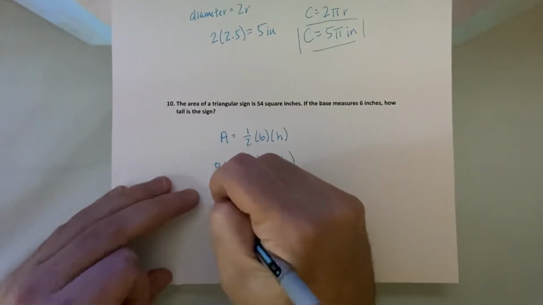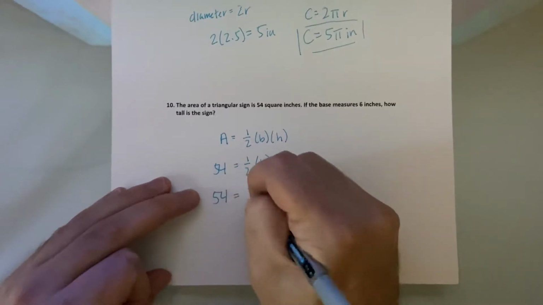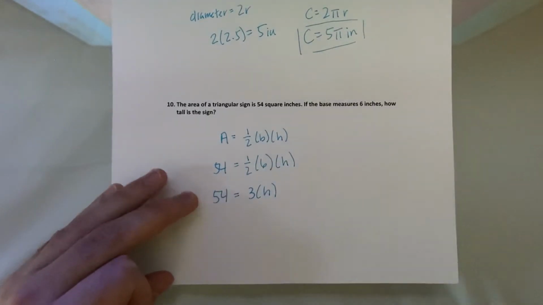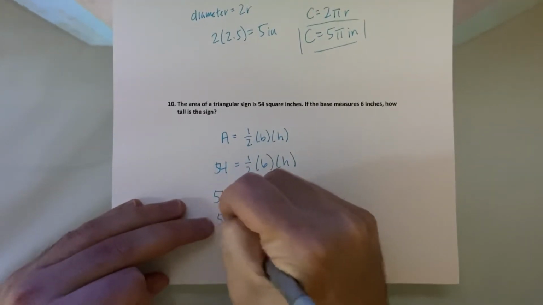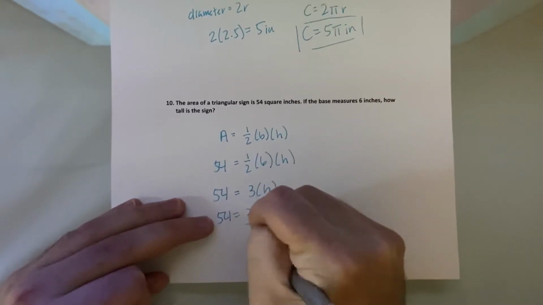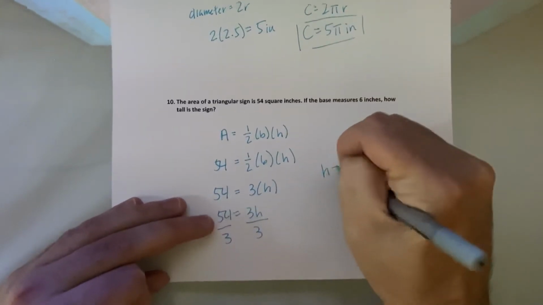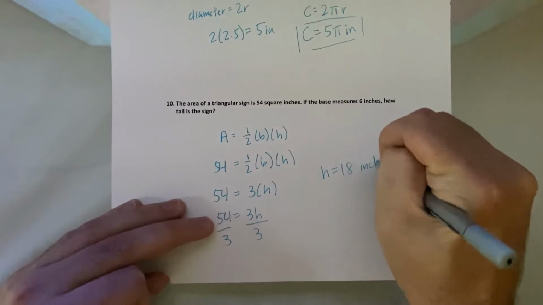1/2 of 6 is 3. So 3 times h, or 3h. And just divide by 3. The height is 18 inches.